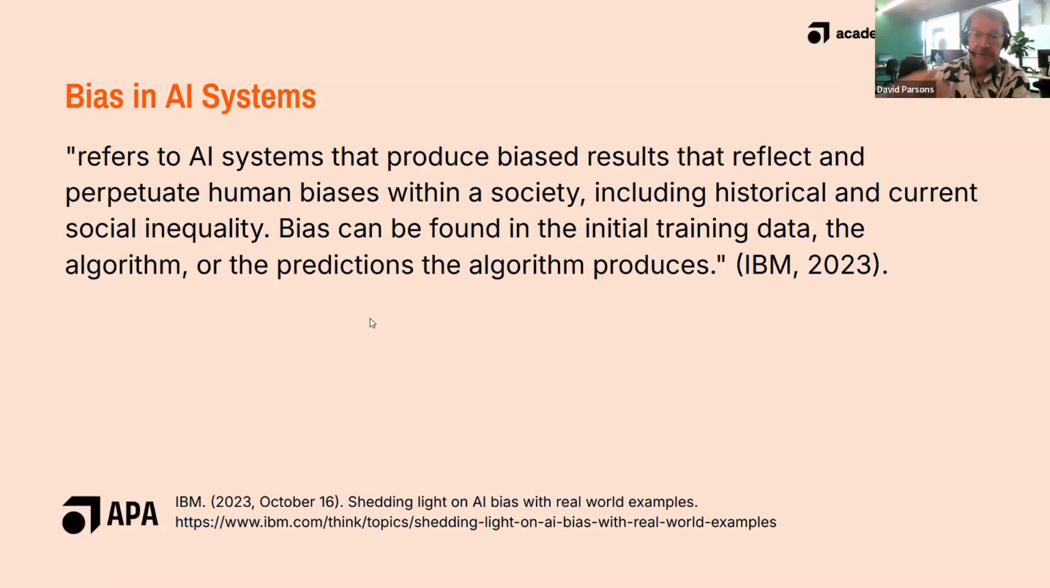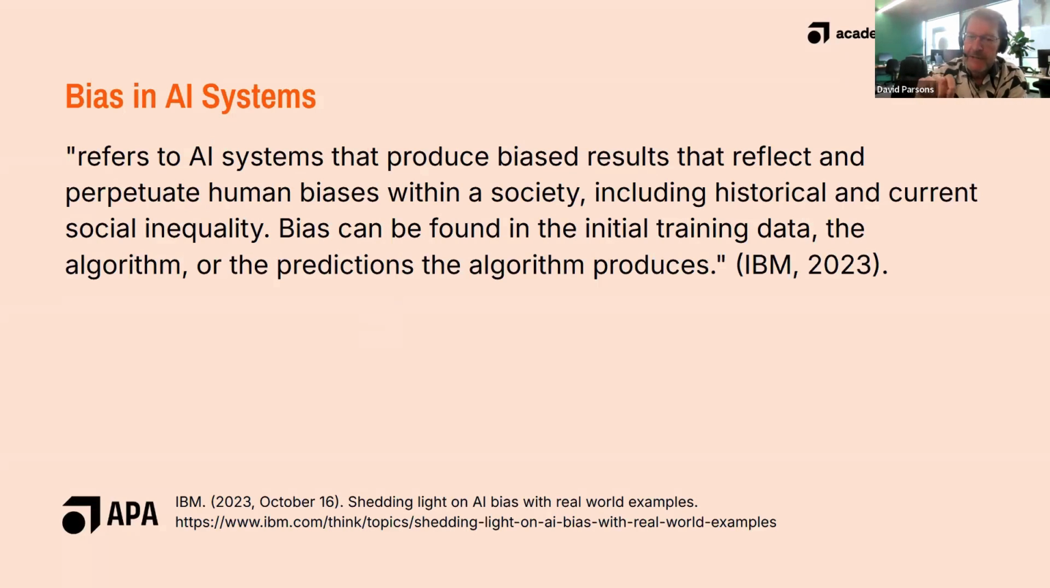And what I want to do is revisit bias, but in the generative AI space. So I'm looking at the same literacies, but in a different context for different audiences. So, perpetuating human biases within society, historical, social inequality. Bias can be found in the training data. That's what we were seeing in the Teachable Machine, but there are also other sources of bias.